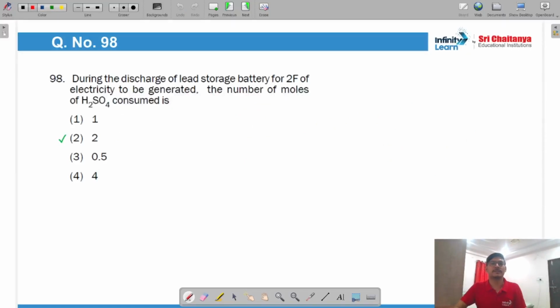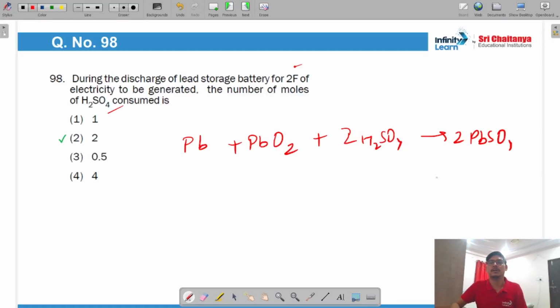During the discharge of lead storage battery, for 2 farad of electricity to be generated, number of moles of sulfuric acid consumed. For this you should know the net reaction which happens in lead acid battery, which is Pb plus PbO2 plus 2H2SO4, and then what does it give you? It gives you 2 PbSO4, and then you can figure out what is left, 2H2O, right? So for 2 farad of electricity, 2 moles of H2SO4.